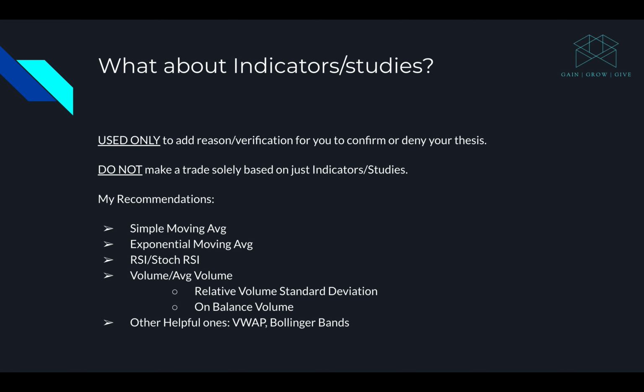Some notable recommendations that I have are probably simple moving averages, exponential moving averages, RSI, which is called the relative strength index, the stochastic RSI, volume, average volume, relative volume, standard deviation for those statistic math geeks out there like me. These help a lot in creating a thesis. But if you're not so in tune with math, maybe not. Other helpful ones are the VWAP, which stands for the volume weighted average price, and Bollinger Bands.